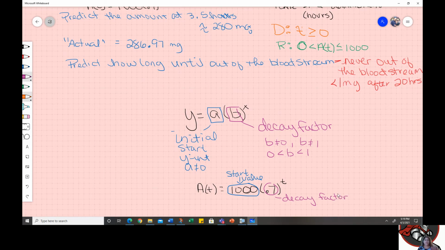Now, later we're going to talk about how there's a difference between a decay factor and a decay rate. This decay factor is just what I'm multiplying by each time. So that doesn't mean that it is decreasing at a rate of 70%. It's just our factor. We're multiplying by 0.70 each time. And of course, t is our time, and a of t is our amount in the bloodstream.